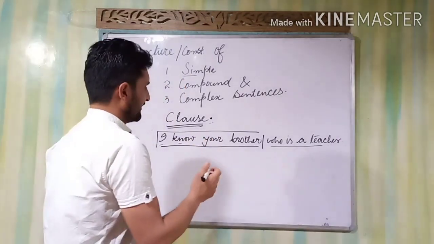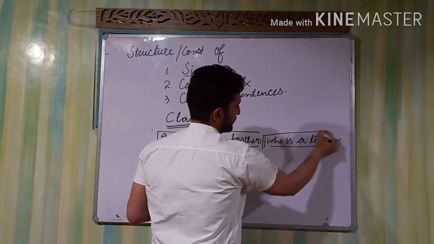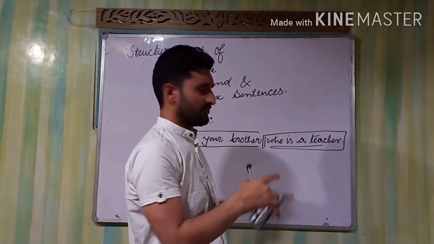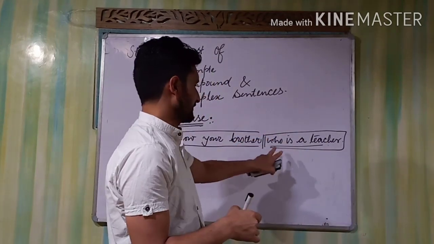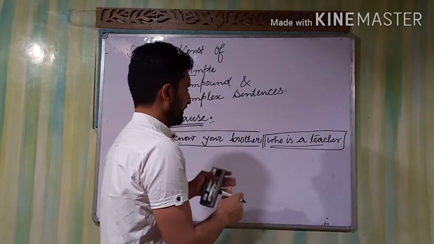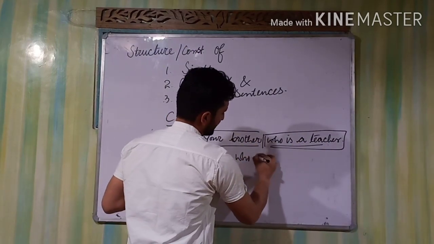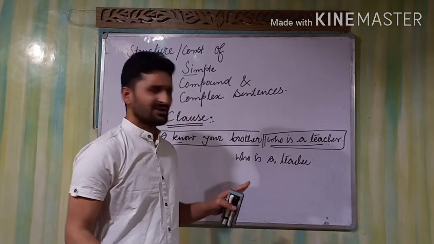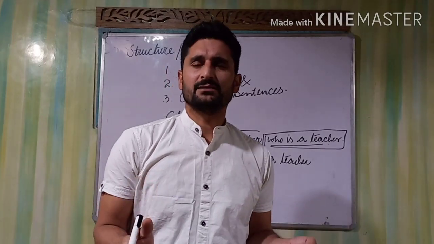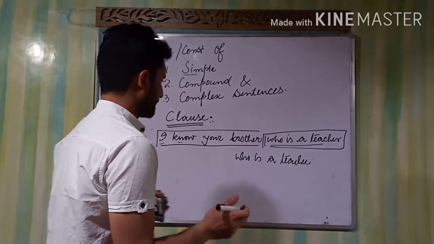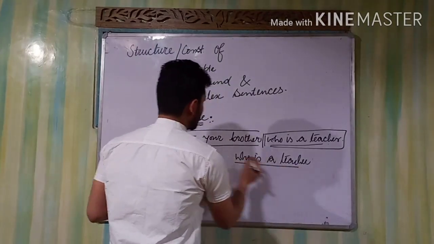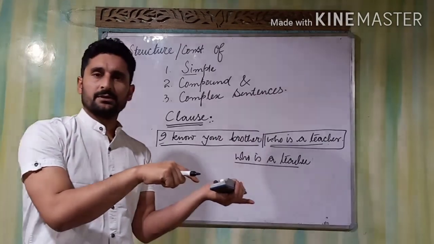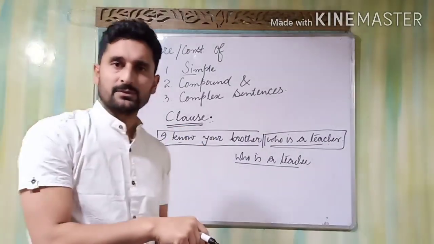All right. Now look at this part. Who is a teacher? Had there been a note of interrogation or a question mark at the end of this sentence, this would have been a meaningful sentence. But alone, who is a teacher, does not carry a well-defined meaning. So, both these sentences, who is a teacher and I know your brother, these are clauses. All right?